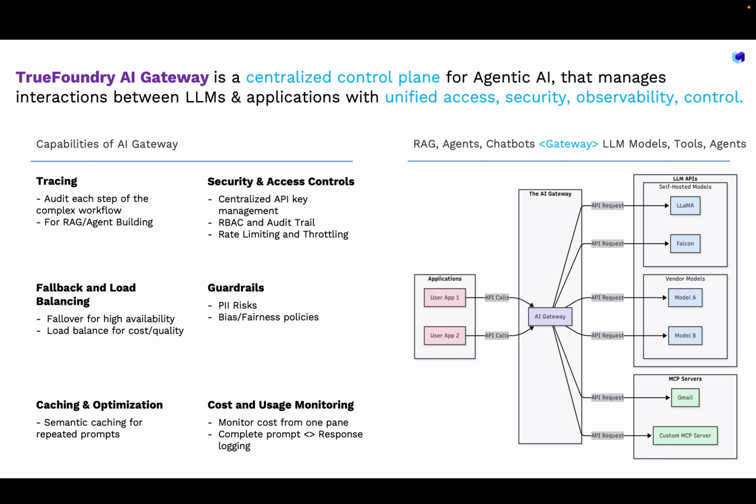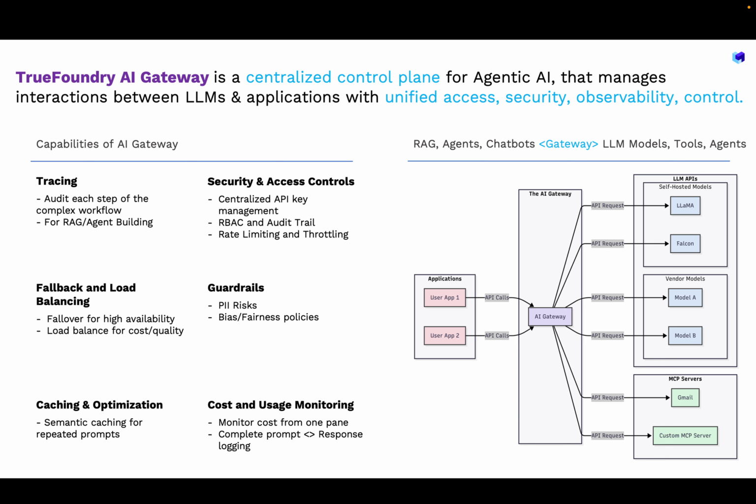Guardrails are available for ensuring that PII information is appropriately handled and ensuring bias and fairness policies are aligned with. There is caching and optimization for maintaining low latency as well as optimizing costs. And you can monitor the cost and usage as well at a team level, at a user level, at a model level, and at any other metadata level that you want to mention.